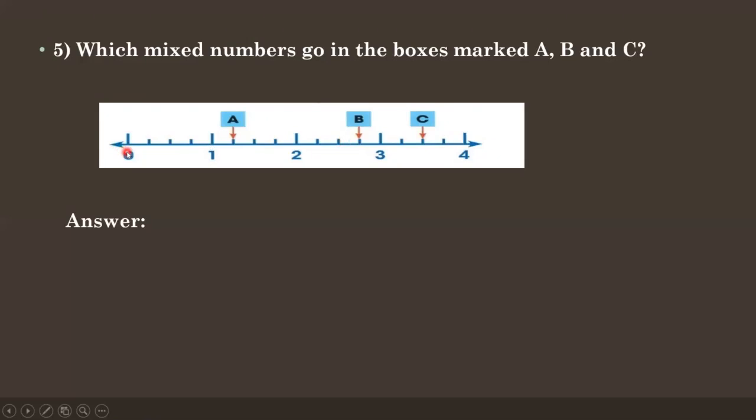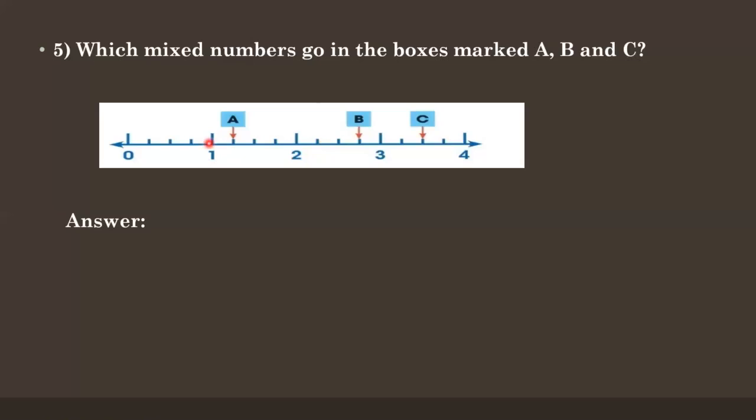This starts from 0 and reaches 1 over here. After 0, the first division is 1 by 4. After 1 by 4, it is 1 by 2. Then it is 3 by 4. Then it becomes 1. Then again 1 by 4, 1 by 2, 3 by 4. Then it becomes 2. Then again 1 by 4.